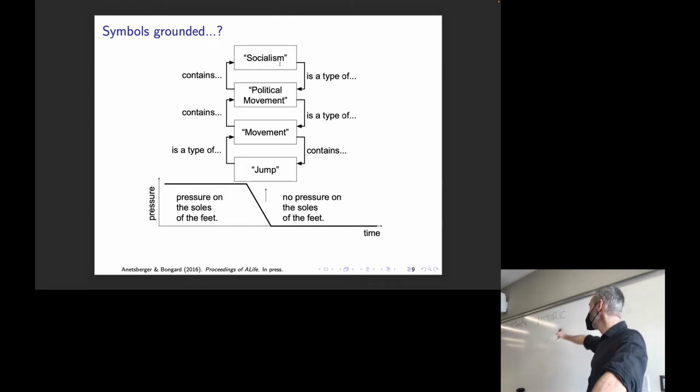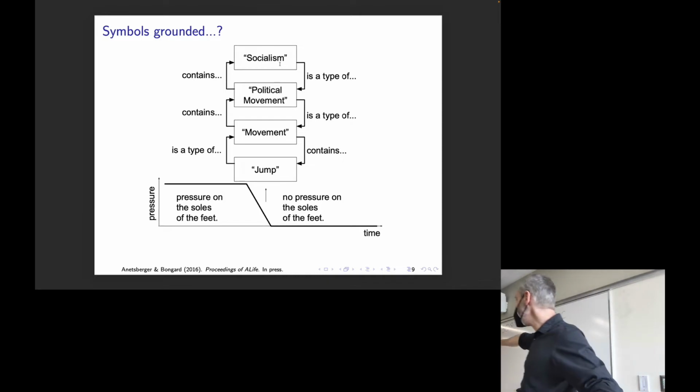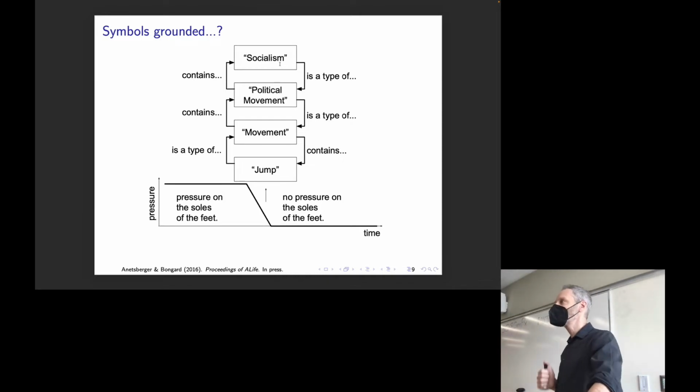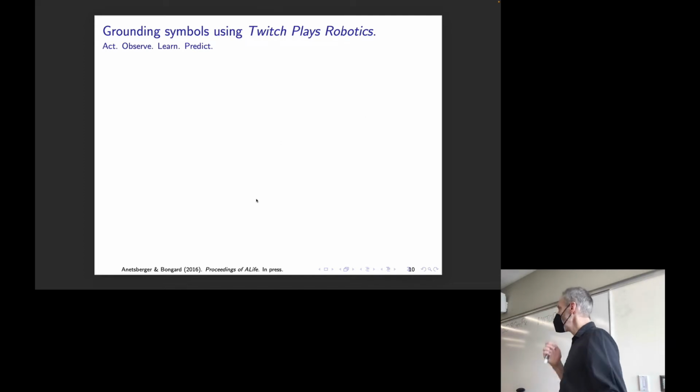Let's focus. Today we're going to focus on just very motoric words. And we're going to see whether we can create a software system in which the crowd can help the robot collectively ground a motoric word or a few motoric words in its own sensorimotor experiences. Okay, here we go. We're going to do that using the Twitch Plays Robotics project.